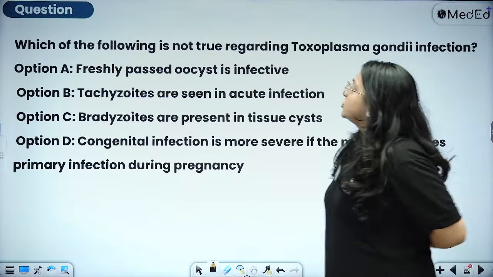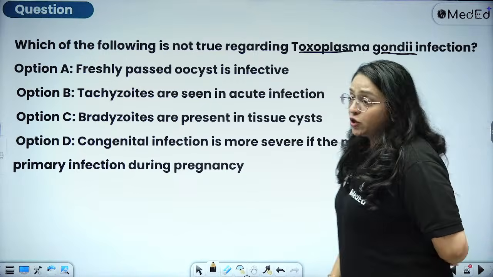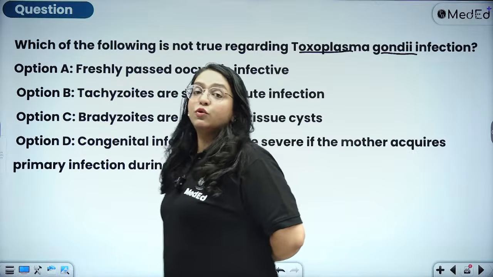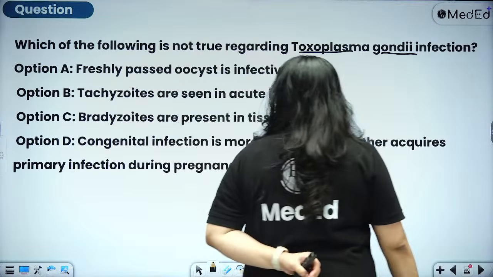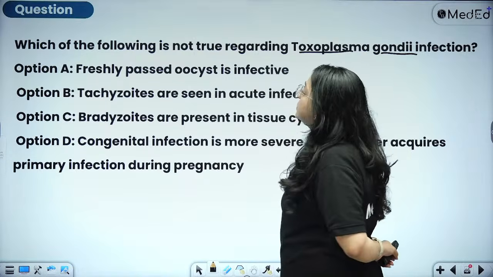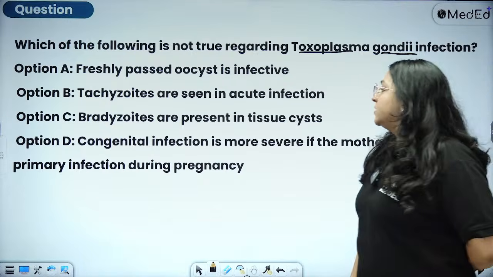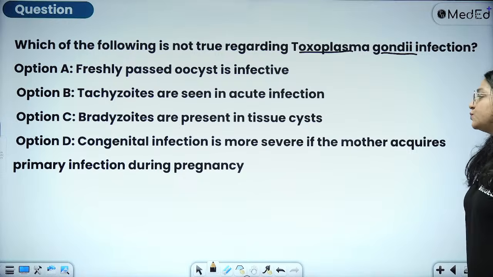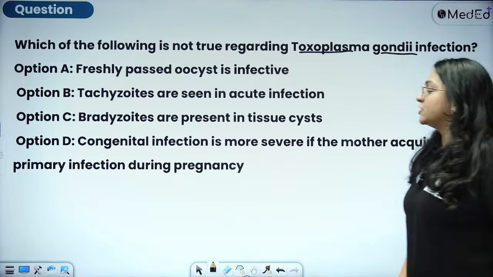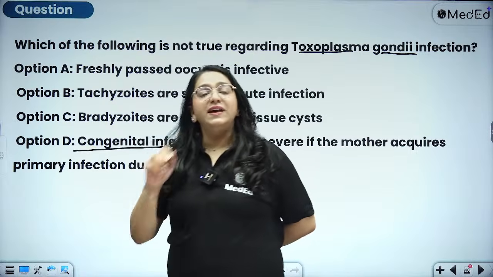Okay. Which of the following is not true regarding Toxoplasma gondii infection? Toxoplasma gondii, another sporozoan protozoan parasite. Cat, always remember, cat. Freshly passed oocyst is infective. Tachyzoites are seen in acute infection. Bradyzoites are present in tissue cyst. Congenital infection is more severe if the mother acquires primary infection during pregnancy. Yes, congenital toxoplasmosis is very, very severe.